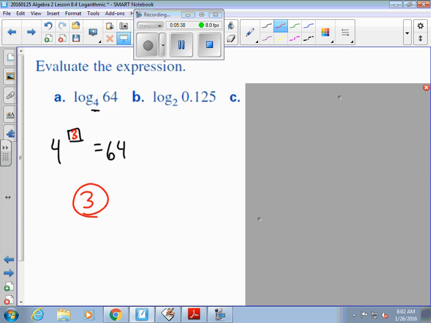What about the log base 2 of 0.125? Remember, don't leave it as a decimal. Change it to a fraction. What is 0.125? What digit is it talking about?